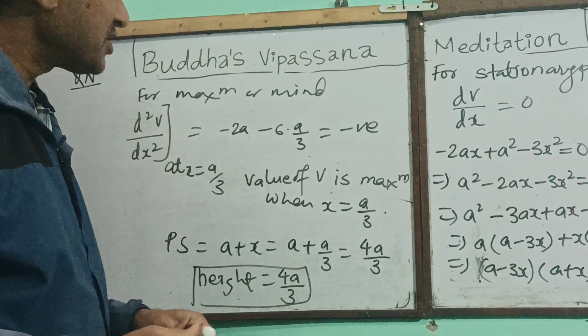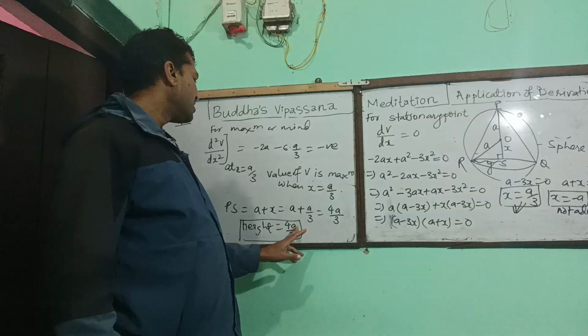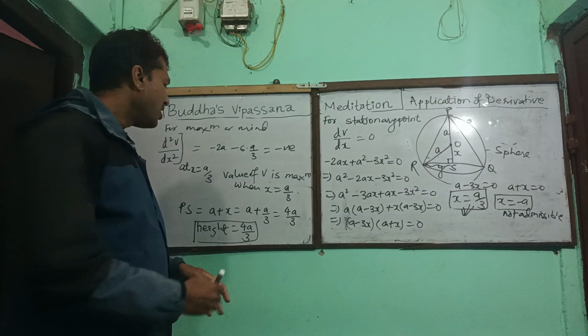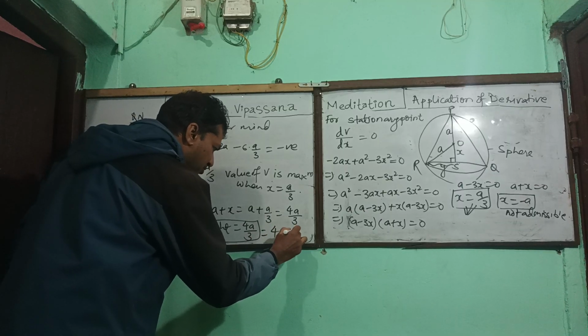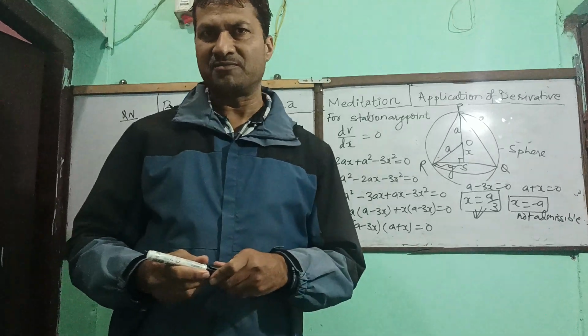So what was the question? For maximum volume, altitude of the cone is 4a by 3, where a is radius of the sphere. Or some books write this a as r, so this is 4r by 3. Okay, so this is all for this question.